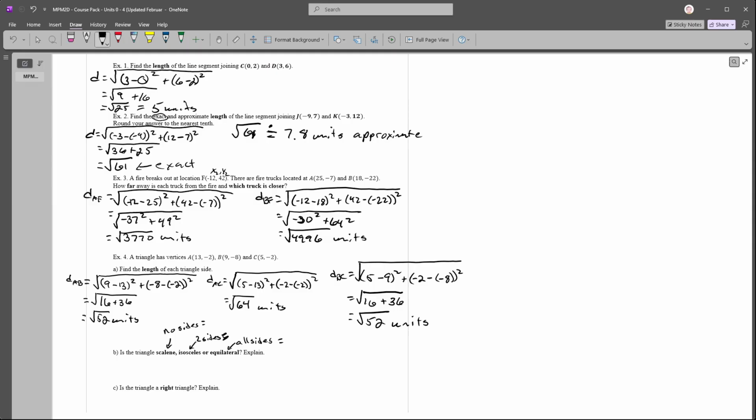In this case, we can see that we have 2 sides that are equal. AB has the same distance as BC does. So AB has the same length as BC. So this would be an isosceles triangle. So the triangle is isosceles. Now, it's almost always going to want you to justify that. So we could say, since two sides are equal.